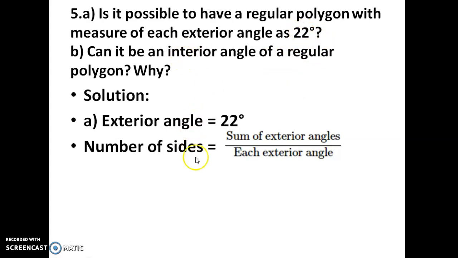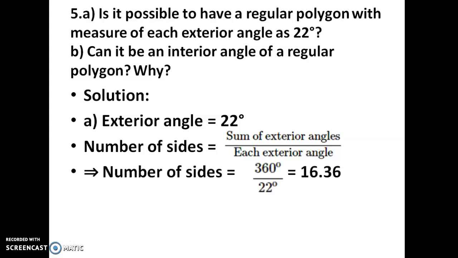Number of sides, what can we do? The sum of the exterior angles divided by each exterior angle will give you the number of sides. So let's substitute and see. 360 divided by 22. The answer is 16.36. Can any polygon have sides as a decimal? 16.36, can we take that many sides? It's not possible, right? Number of sides should be a whole number.